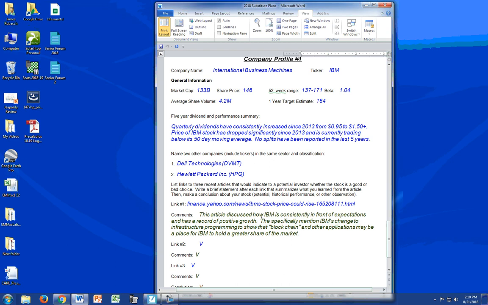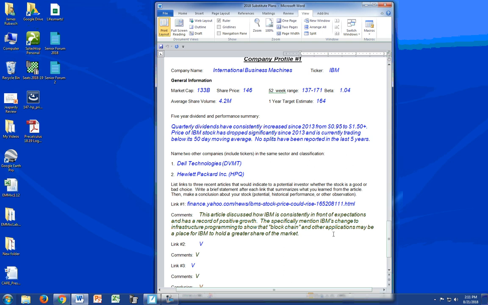This article discussed how IBM is consistently in front of the expectations and has a record of positive growth, etc. The one term that stuck out in my mind in the article was blockchain. I don't even know what blockchain means, but they're talking about infrastructure programming and blockchain and other applications maybe. So I put that in. This is the only thing that I remember as terminology, but the rest of it is just my reaction to the article. So keep that in mind.